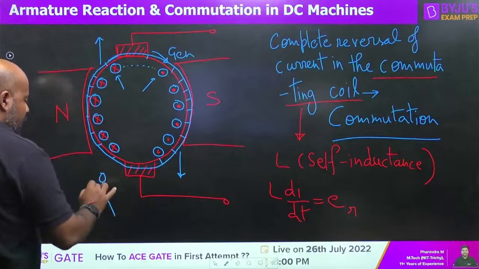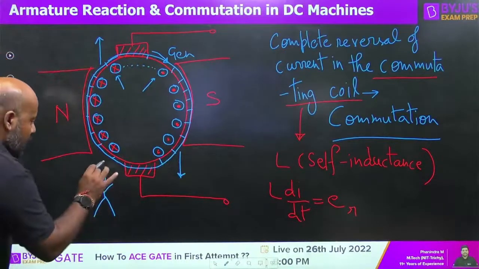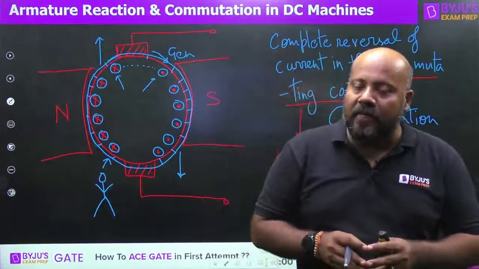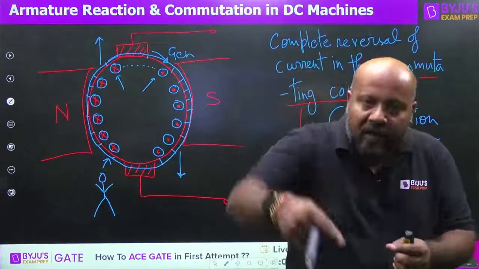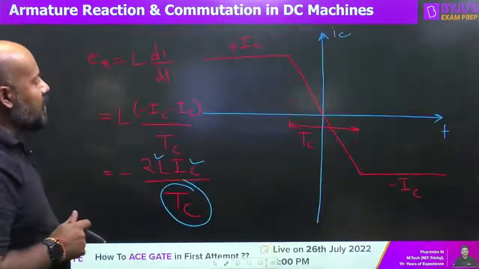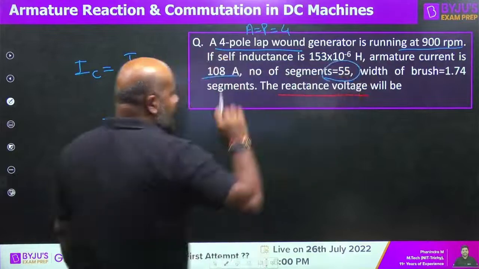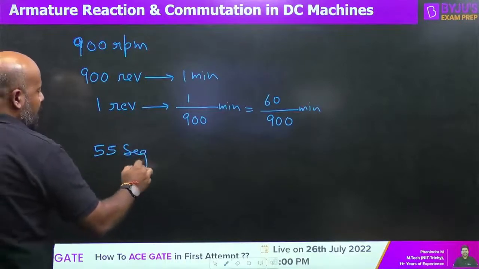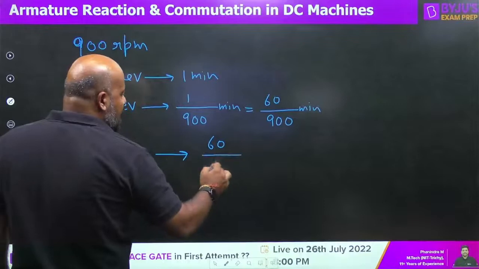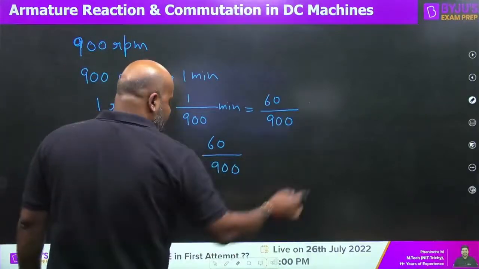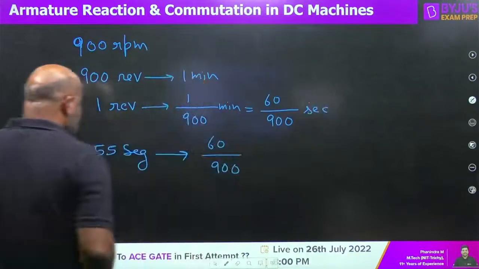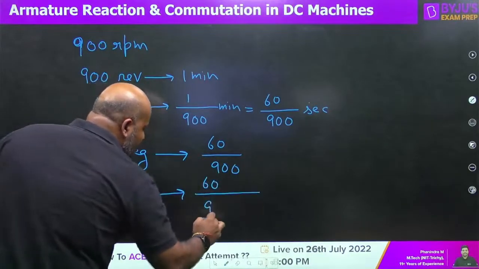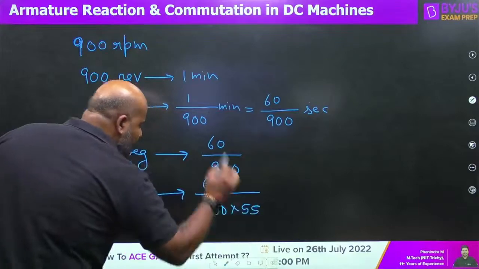So if you are standing here and watching, in one complete revolution, how many commutator segments can you observe? All the commutator segments, because there is one complete revolution. So how many total commutator segments do you have? That is 55. It means you know the time taken to cross the 55 commutator segments. We have already calculated 60 upon 900, and this should be seconds. So can you tell me the time for crossing one commutator segment? Yes, it is 60 divided by 900 times 55.